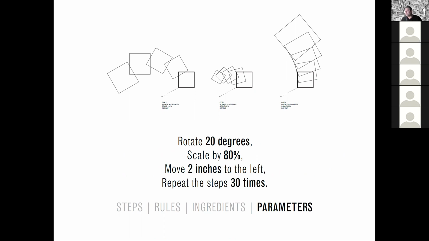So how much we rotate, 20 degrees or 30 degrees or 180 degrees, right? Or scaling, do we want something to go half the size, in which case we scale by 50%. We want things double the size, we scale things 200%, right? Or when we're moving, how far do we move? In what direction do we move? Those are parameters. Or how many times we repeat the rule, right? Maybe it's 30 times, maybe it's 50 times, maybe it's 10 times, right?